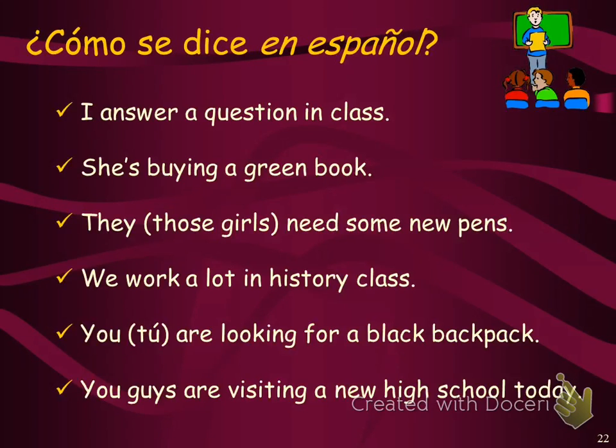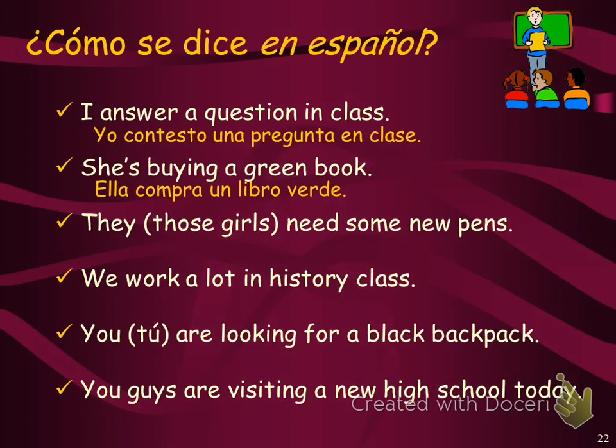Good. All right. If we were to translate sentences just focusing on the verb, I answer would be contesto. She buys or she is buying would be what? Ella, just, now in this case, in English, remember, she's is not plural. She is buying. Apostrophe S is either possessive or a contraction for she is. So still just she, ella compra. Okay, don't worry about the rest of the vocab, just focus on the verb for now.